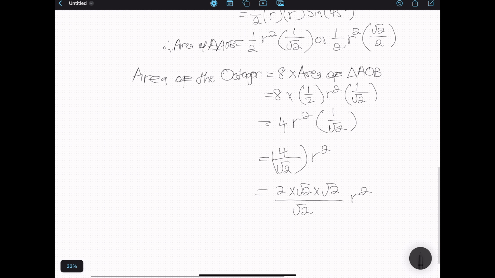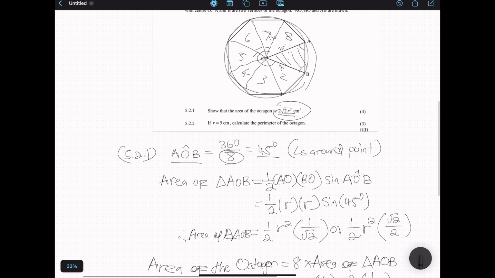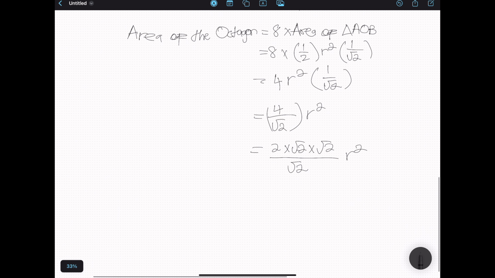The reason we do this is because if you check here, we already have 2 square root of 2. So if you continue, this will cancel out. Then you have 2 the square root of 2 r squared. So this is your answer. Therefore, the area of the octagon is equal to this, right?